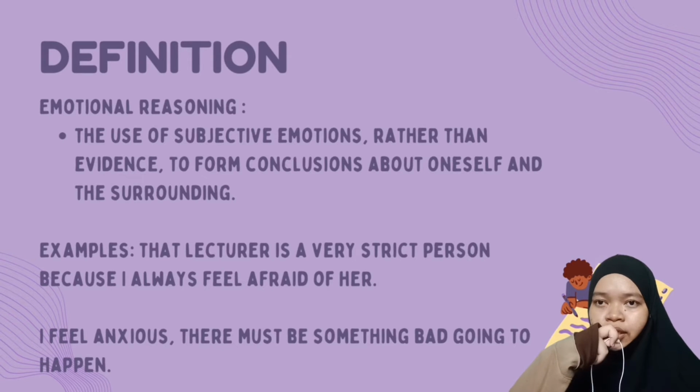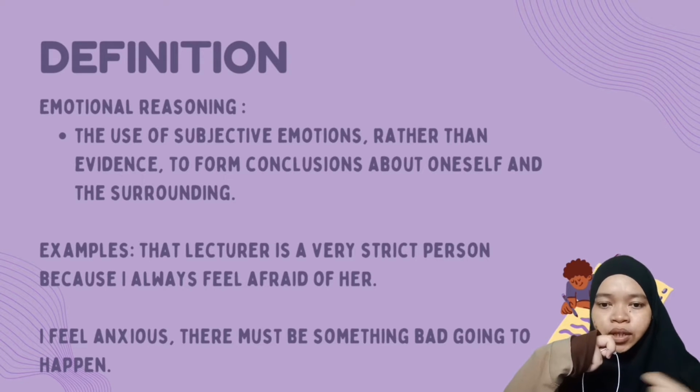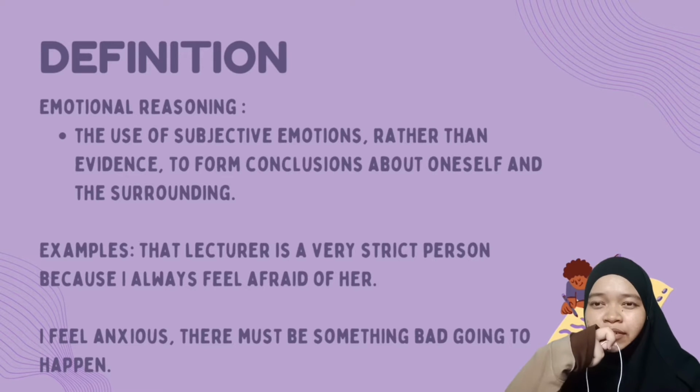Emotional reasoning refers to the use of subjective emotion rather than evidence to form a conclusion about oneself or the surroundings. For example, that lecturer is a very strict person because I always feel afraid of her, or I feel anxious, so there must be something bad going to happen.